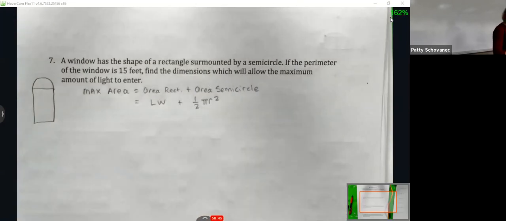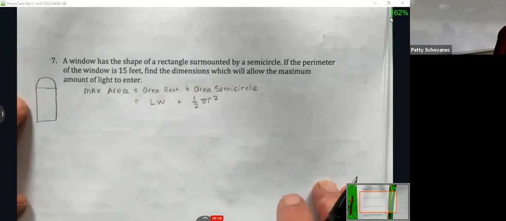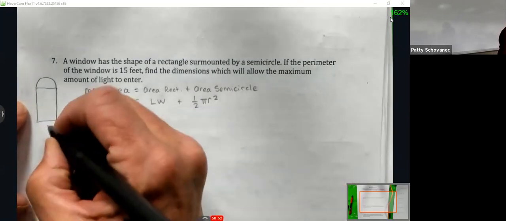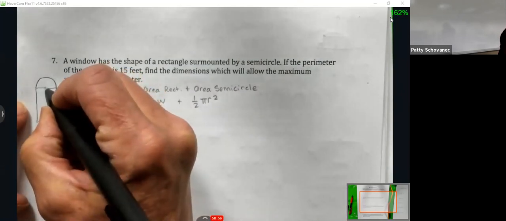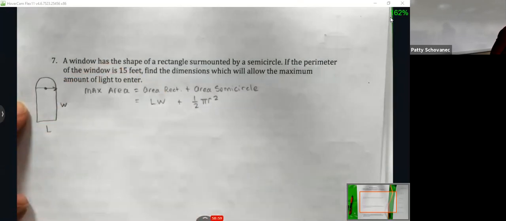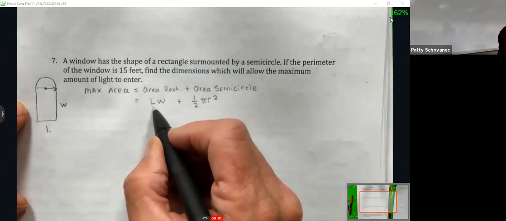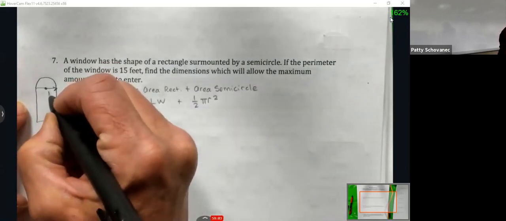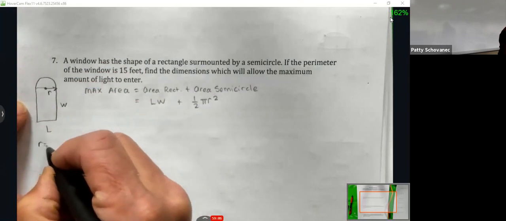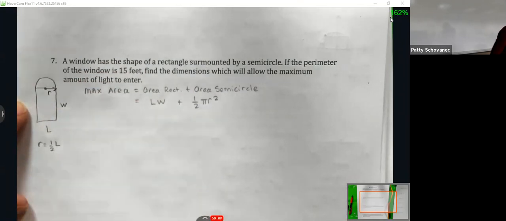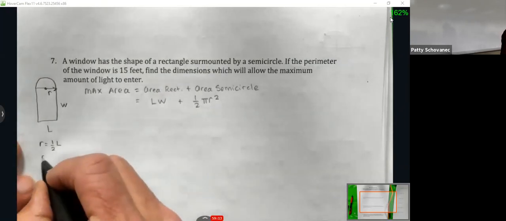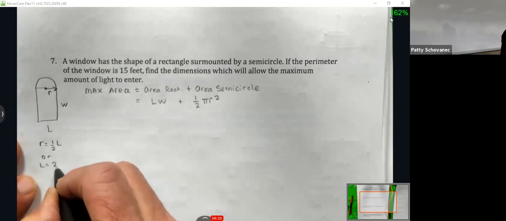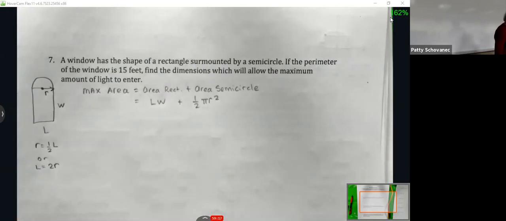So I've got an L, a W, and an R. We've got to fix that. We've got to work on that a bit. So let's see. Let's put the L here, the W there. If R goes from here to here, then R looks like it's half of L. Or if you want, you can say L is 2 times R. Maybe that's better and I don't have to screw around with fractions.